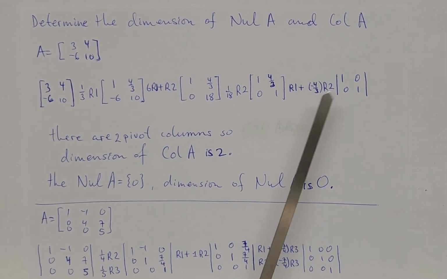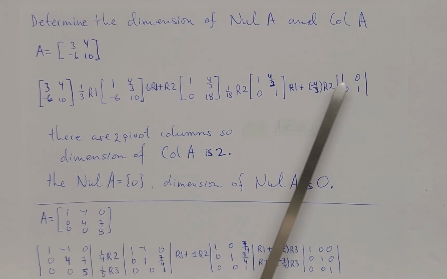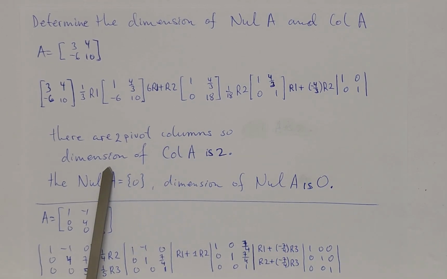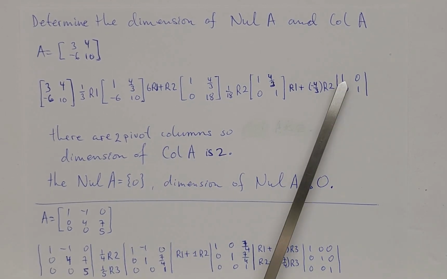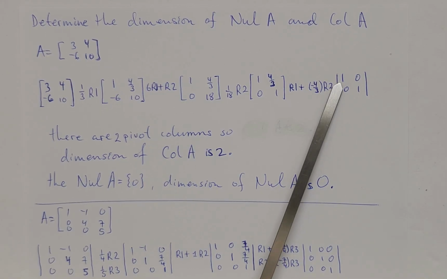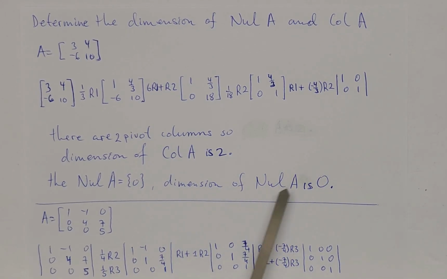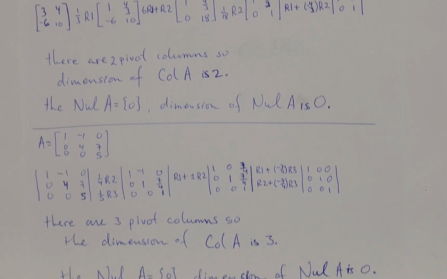One more time. I have a pivot position. I have a pivot position. Since I have 2 pivot positions, the dimension of column A is 2. However, there is no 0 here. So the dimension of null A is 0. Okay. Next example. Same procedure.